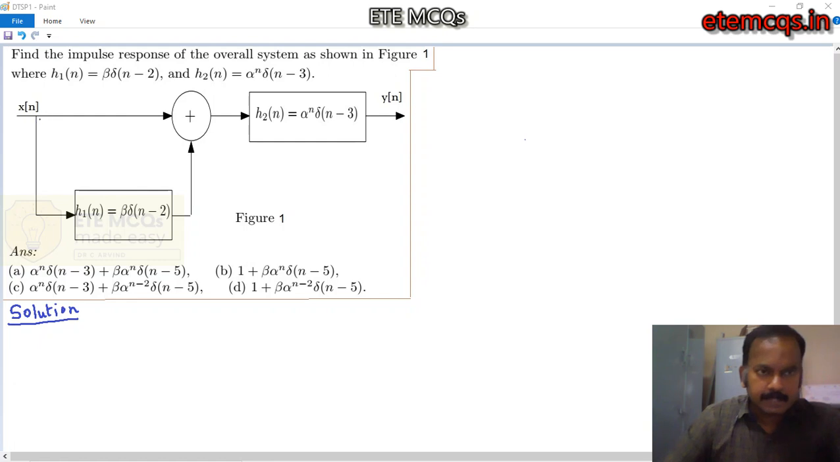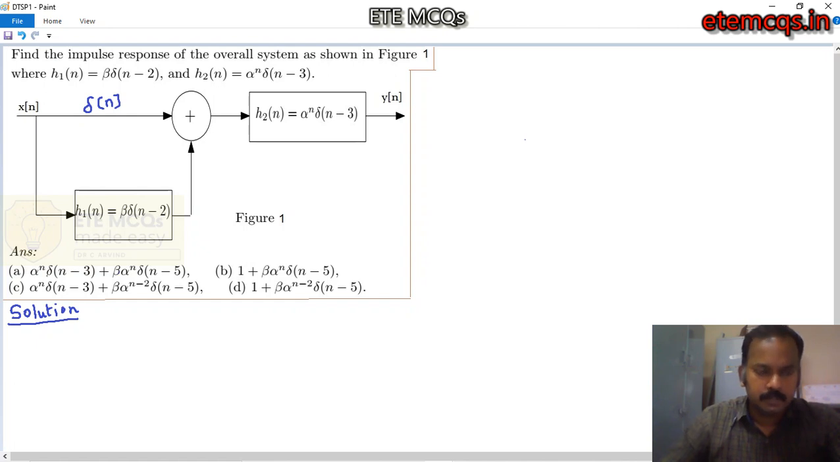Now, if there is a direct link between the input and the adder, this should be taken as del of n. Okay, now this is the overall interconnection of systems we have. Let us assume that h of n is the overall impulse response.